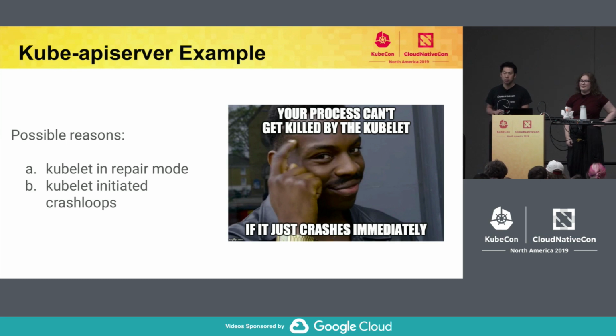In the second case, the kubelet is killing the process. In the case of a master node, this means that the liveness probe has failed enough times consecutively to trigger a kubelet restart. So how can we figure out whether it's the former or the latter?